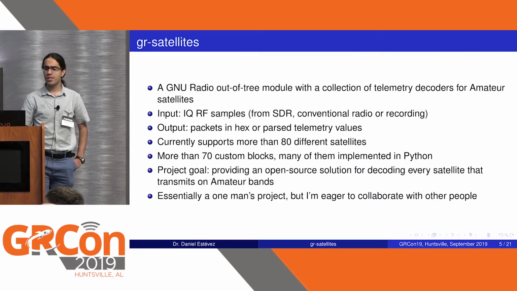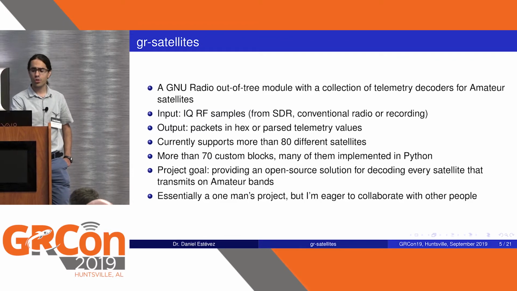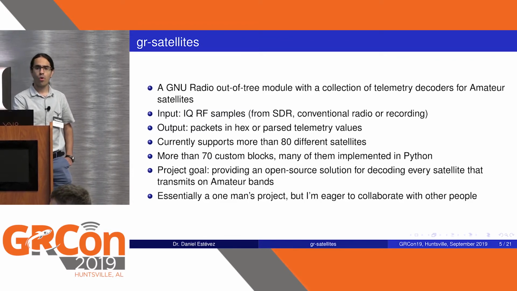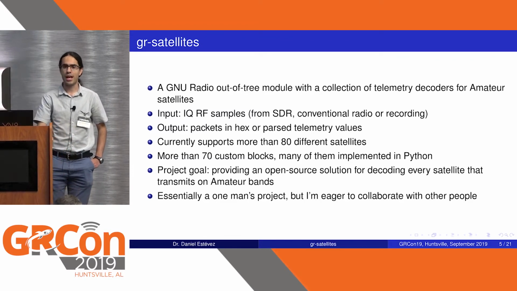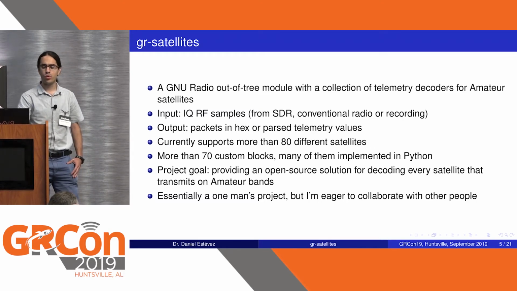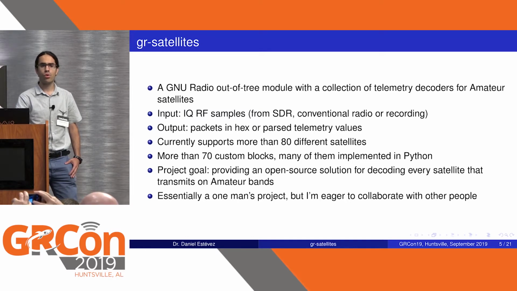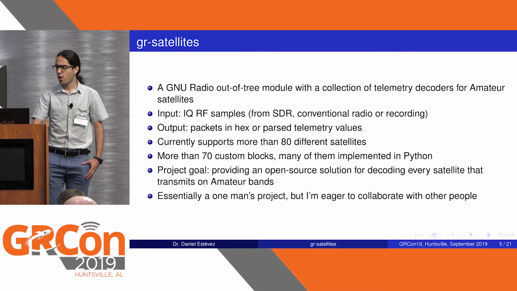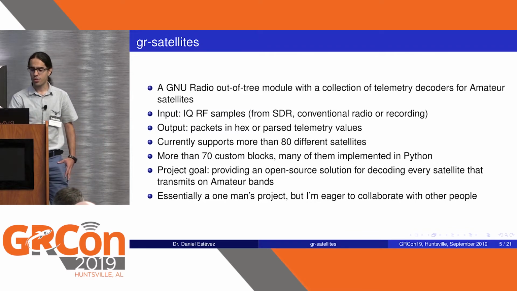So GR Satellites is a GNU Radio out-of-tree module with a collection of decoders for amateur satellites. By amateur satellite, I understand any satellite which transmits data on amateur radio bands. These are satellites made by amateurs, also satellites from universities who are doing educational or research experiments, and also some satellites made by small companies, startups, or research institutions.